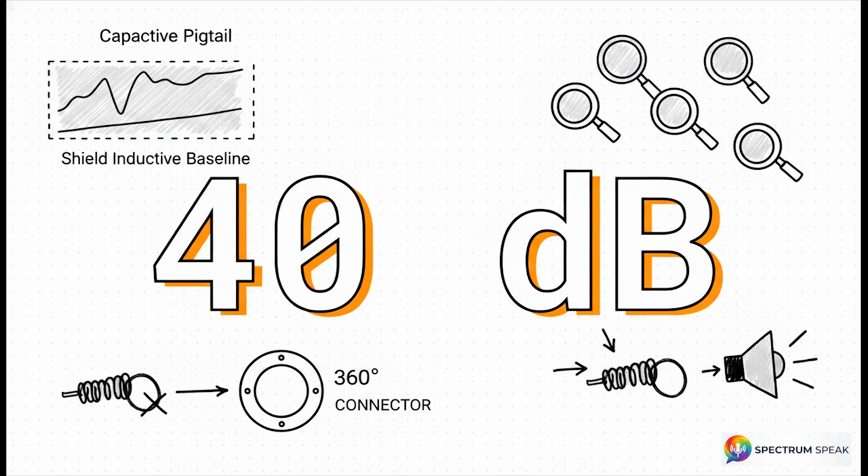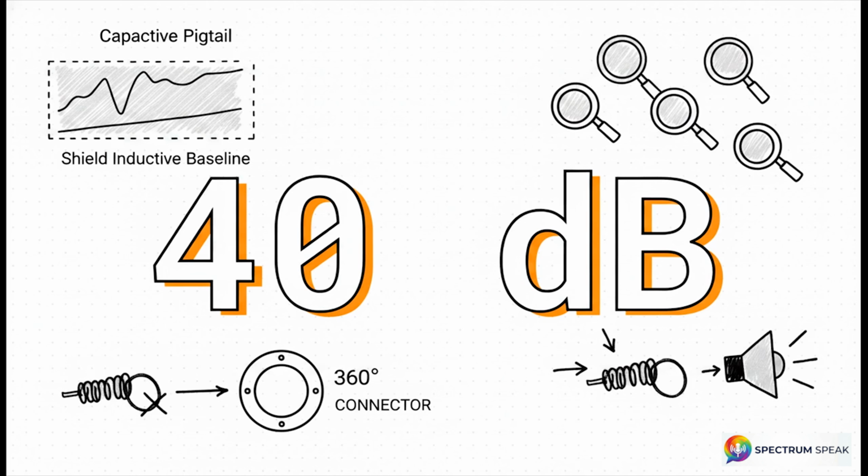Let's quantify just how bad this failure really is. At 1 MHz, look at where that capacitive pigtail curve lands, compared to where the shield's baseline inductive curve sits. The gap between them is exactly 40 decibels. Now let's translate that math into reality.